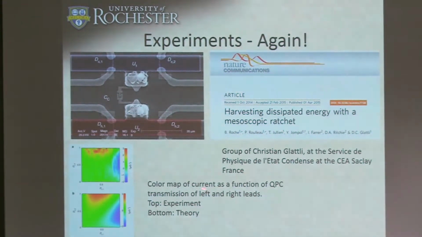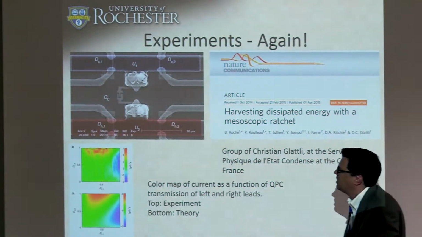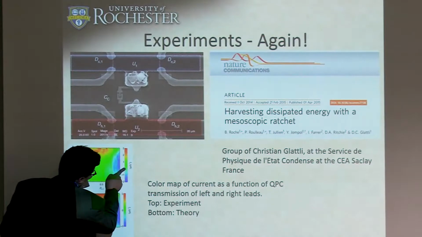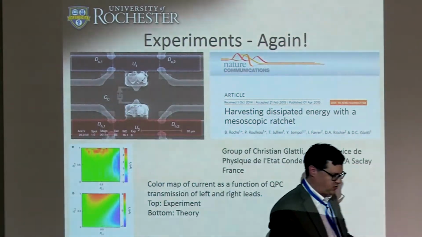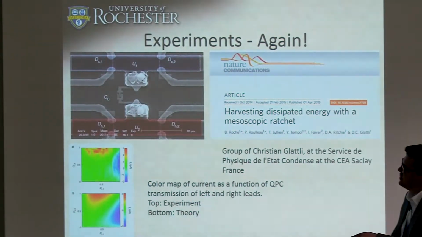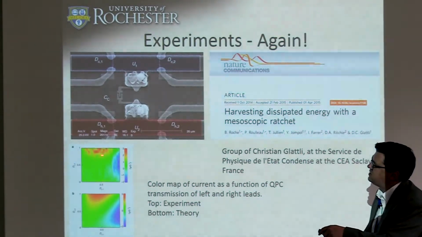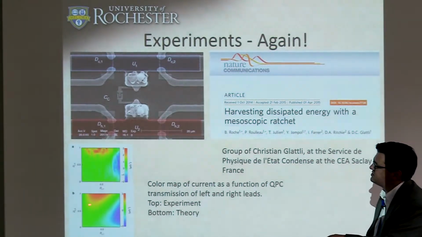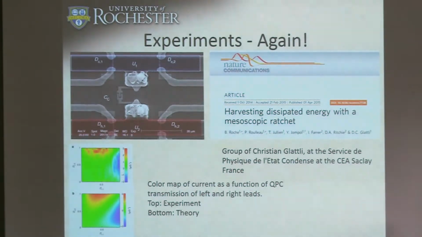Once again, we can compare the results of the theory to the experiment. This is a color map of the current, as they can change the transmissions of both the left and the right quantum dots by applying plunger gates. As you dial through the transmission on the x and y axis of the QPCs, you find this color map of the currents. This is now in the picoampere range, which is more similar to typical mesoscopic currents. And again, you see the experiment, and this is a theoretical prediction for this kind of circuit. Okay?